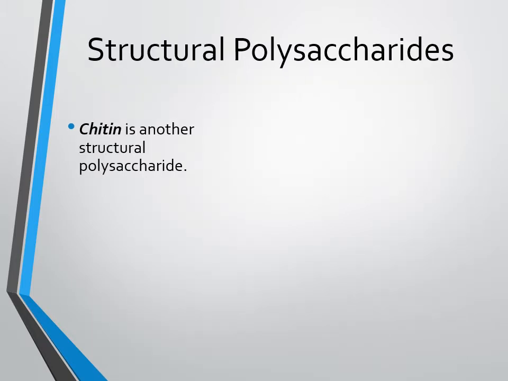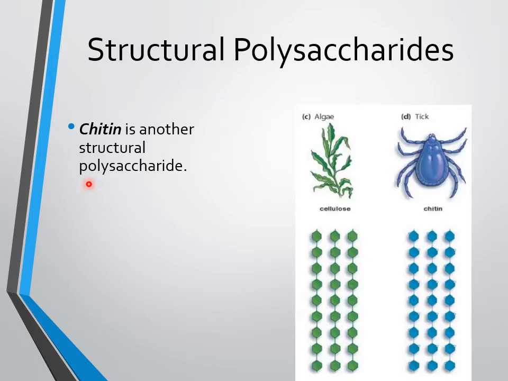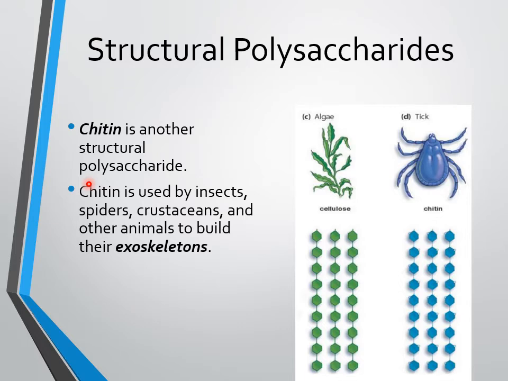All right, chitin, and that's how this is pronounced. It's not chitin, it is chitin. Is another word for a structural polysaccharide. This is normally found in fungus and also in the exoskeleton of insects and crustaceans, so your crabs, lobster, all that kind of fun stuff. Chitin makes up their exoskeletons.